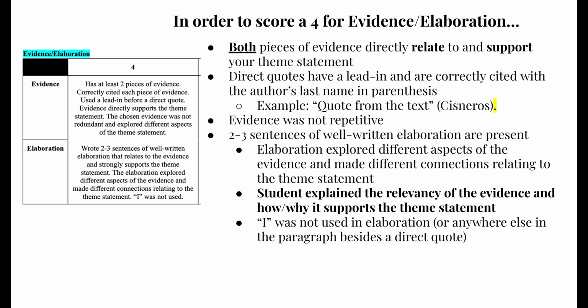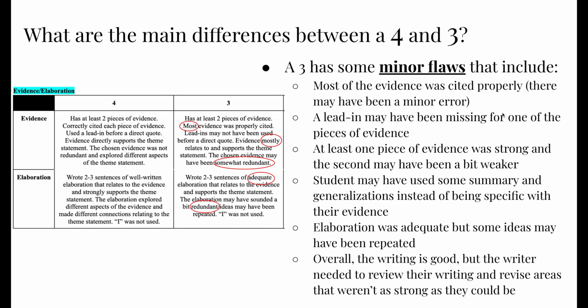And for your elaboration, you have 2 to 3 sentences of well-written elaboration, and your elaboration explored different aspects of the evidence and made different connections relating to the theme statement. Ultimately, to get a 4, the student really would have to explain the relevancy of the evidence and how and why it supports the theme statement. And it's really important in order to get a 4 that you're not using I anywhere in your paragraph unless it's with a direct quote.